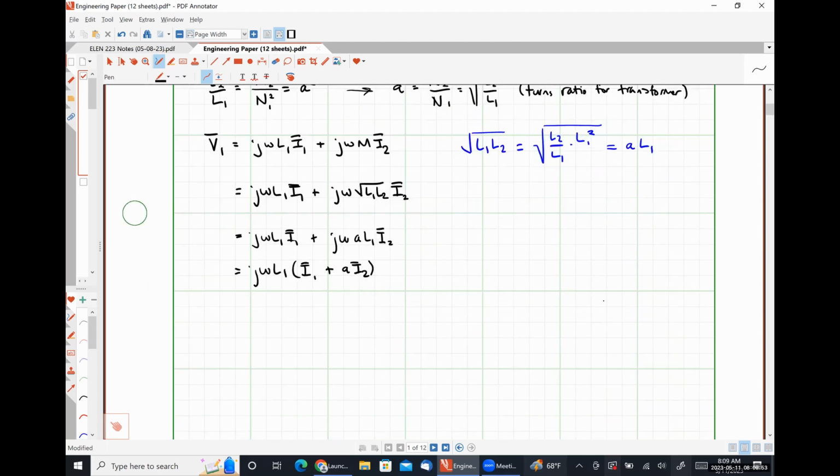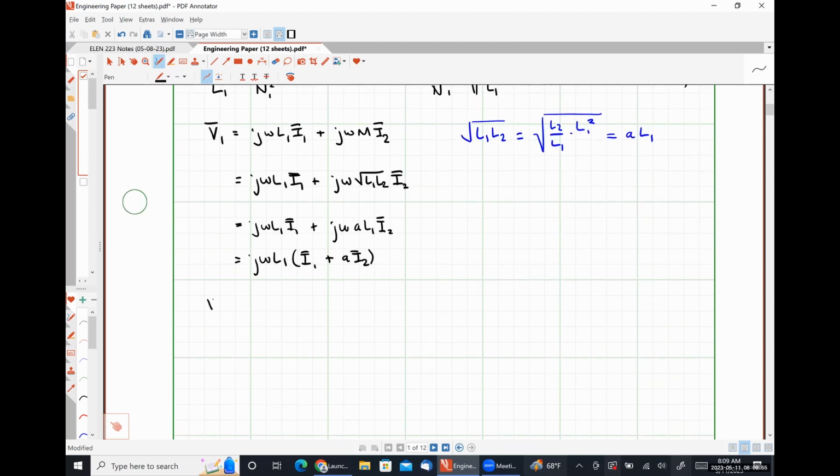If we wanted to write our voltage V2, we would have j omega L2 times I2 plus j omega M times I1, once again based on the directions of current flow and the location of where we've chosen to place our dots, right?